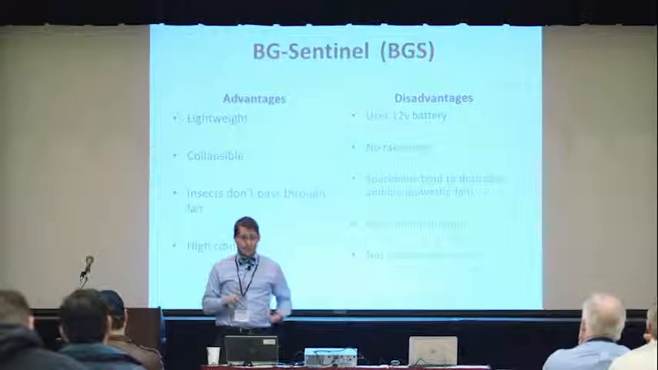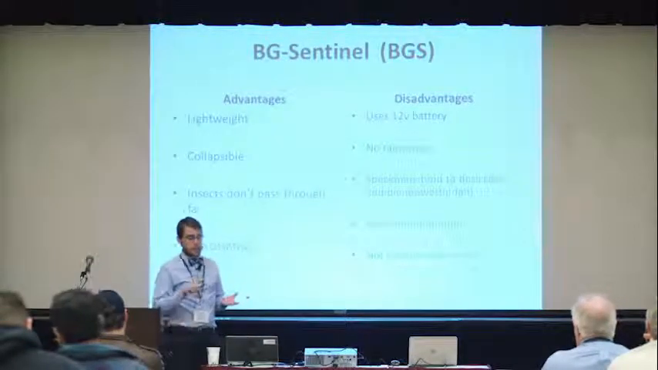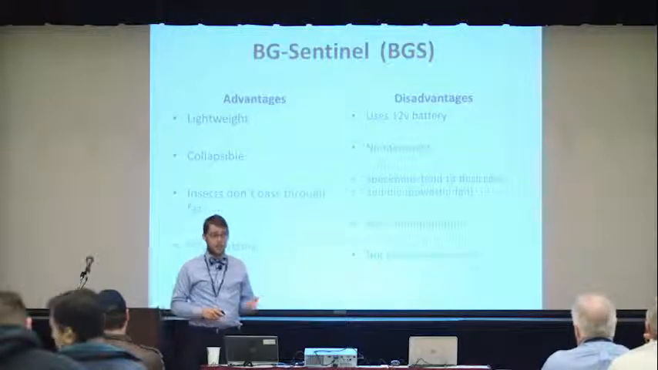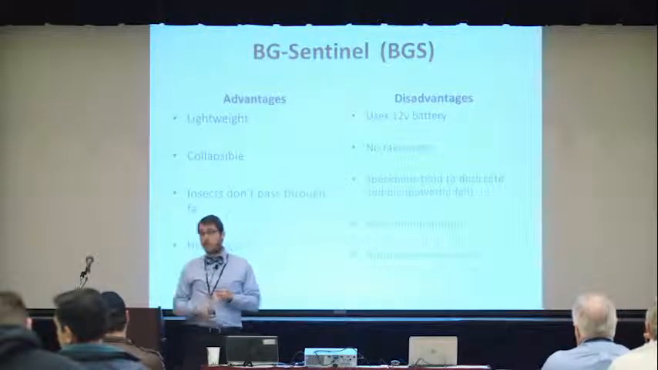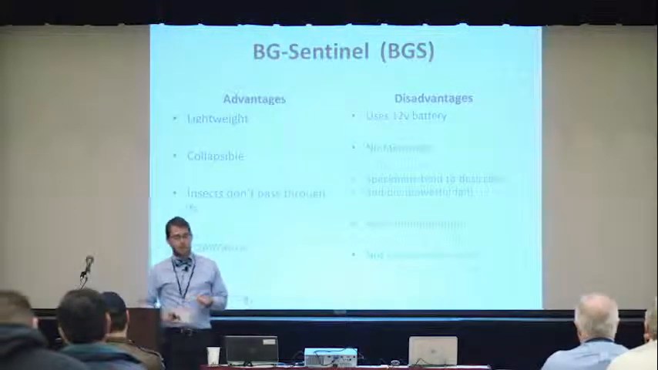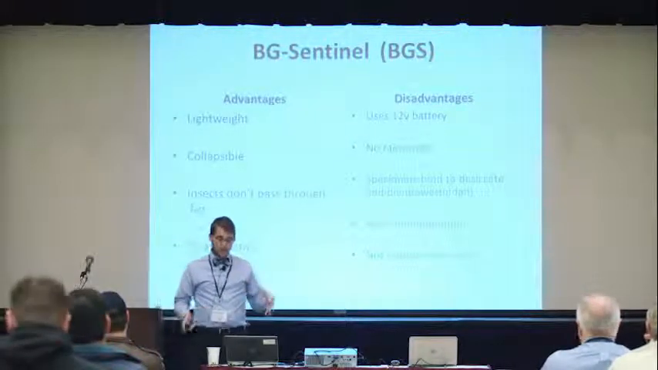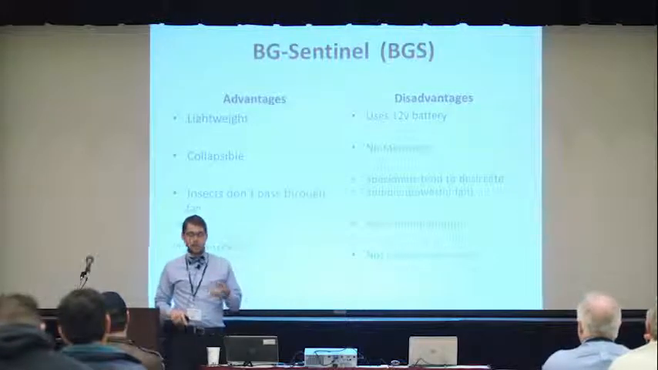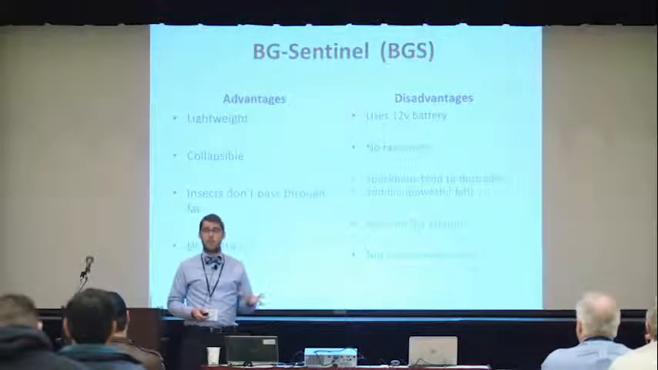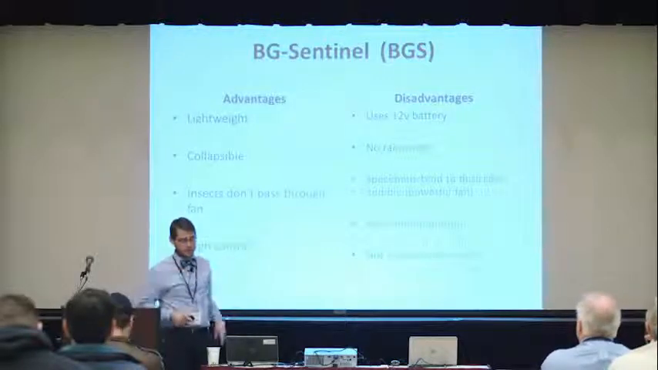So the advantages are that it's lightweight, it's collapsible. The insects don't pass through a fan. It's got the high contrast that the AD species like. The disadvantage is that it uses a 12-volt battery, which is even heavier than the 6-volt. There's not a rain cover, so you need to be sure to place it somewhere where it's not going to get rain. Your specimens in this one, and I think it may be an artifact of the fan, because that fan is moving a lot of air to push the plume and everything out.